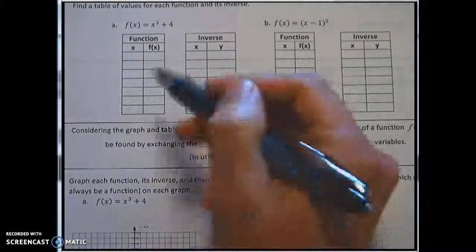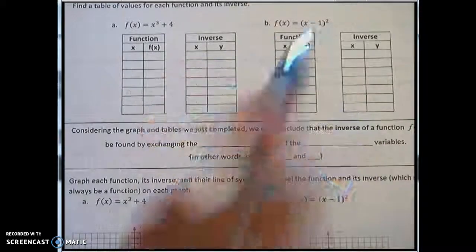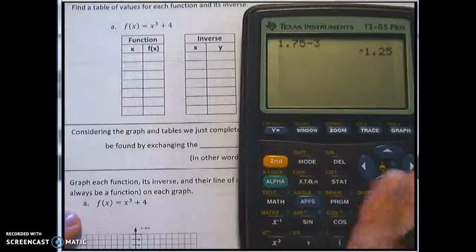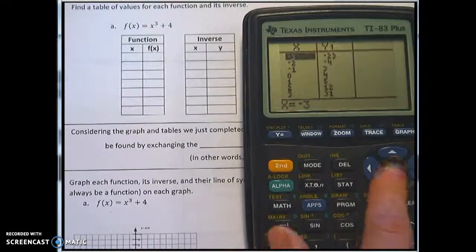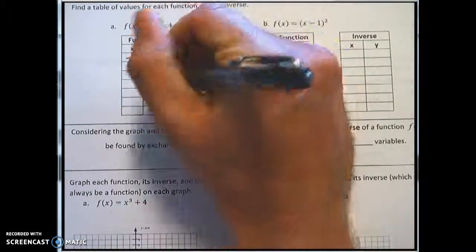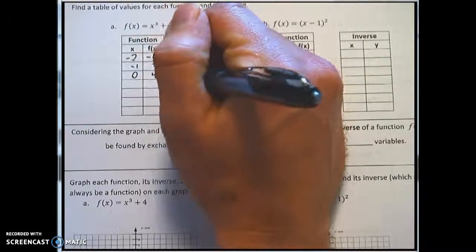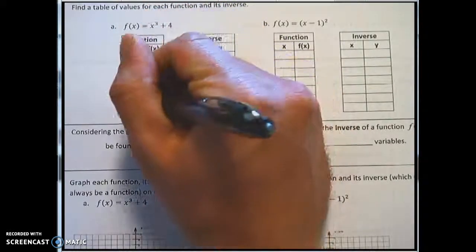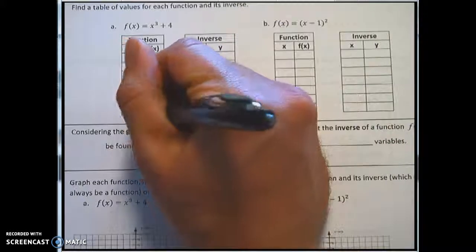In order to do that, I need to first fill in a table that has the x's and y's of the cubic function. The easiest way to fill in a table like this is to go to the calculator, go to y equals, type in x math 3 for x cubed plus 4, and go second graph to get a table of values. So I've got -2, -4, -1, 3, 0, 4, 1, 5, 2, 12, 3, 31, and 4, 68.